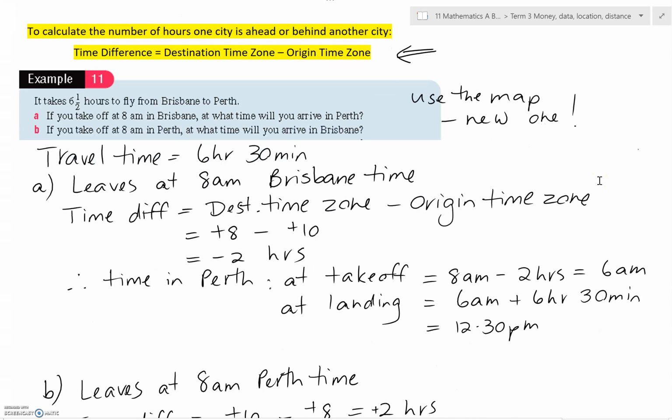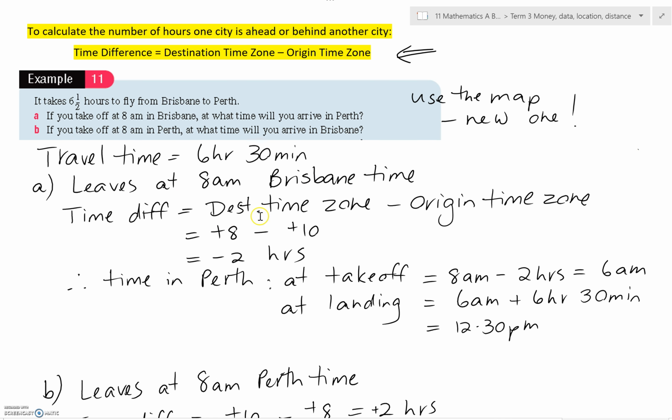If it takes 6.5 hours to fly from Brisbane to Perth, if you take off at 8 a.m. in Brisbane, at what time will you arrive in Perth? And if you take off at 8 a.m. in Perth, at what time will you arrive in Brisbane? So travel time is 6 hours, 30 minutes. And we're told that it leaves at 8 a.m. Brisbane time. So we're going to use this little formula I gave you here.